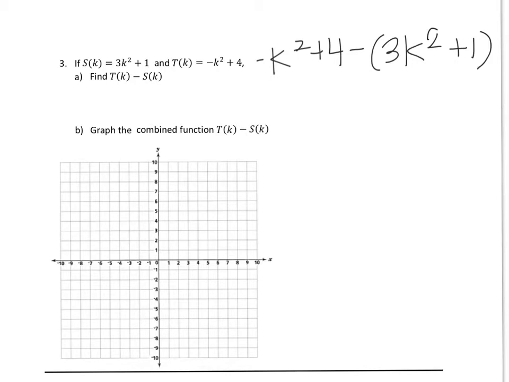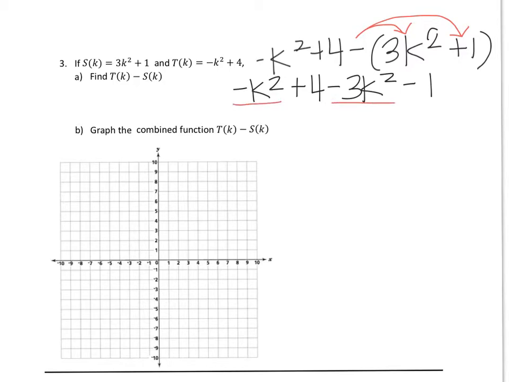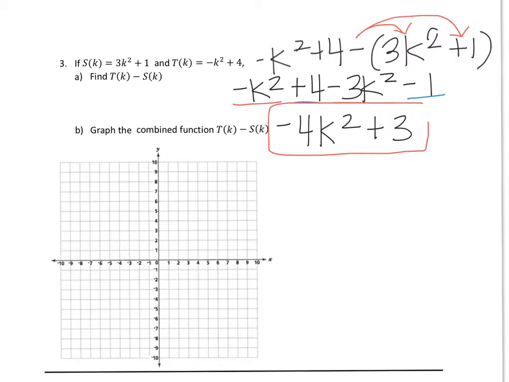Because remember, when you have a minus, you have to distribute that negative to everything inside the second fraction to switch all the signs. So we're going to have negative k squared plus 4 minus 3k squared minus 1. And then we're going to combine our like terms. You have negative k squared minus 3k squared. That's going to be negative 4k squared. And then you have positive 4 minus 1, which is going to give you a positive 3. So this is the combined function tk minus sk.